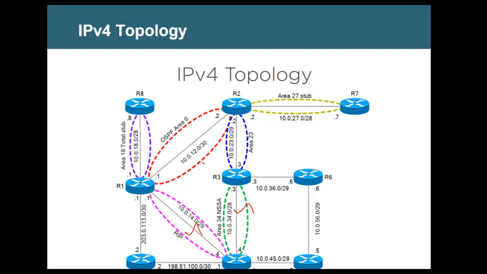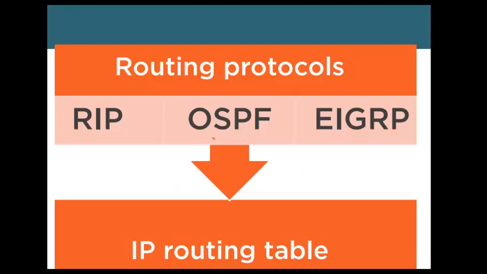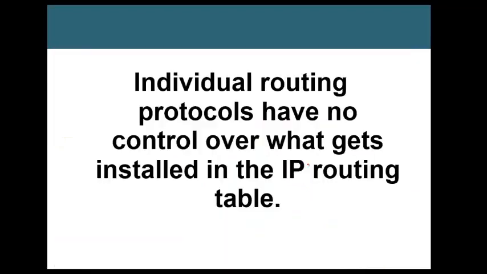But whose decision is going to be taken? It depends on the administrative distance, the routing table manager. Like this, you see, this is what I was talking about. Different routing protocols provide routes to the routing table. RIP is giving a route, OSPF is giving a route, EIGRP is giving a route. But the routing table manager will decide.